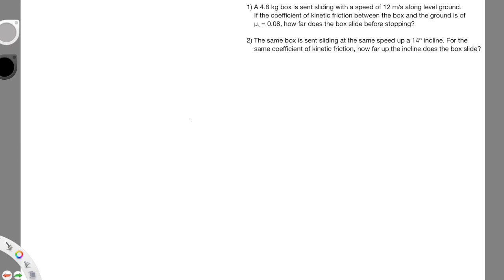Oops, that's not A, that's 1. So we know already vi is 12 meters per second, because that's the speed the box starts sliding with. We want to know how far it slides before coming to rest, so the final velocity will be 0, and we're looking for delta x. So if delta x is what we want, it's a good idea to figure out what else we need, and we could use the kinematic equation vf squared equals vi squared plus 2a delta x. If only we had the acceleration.